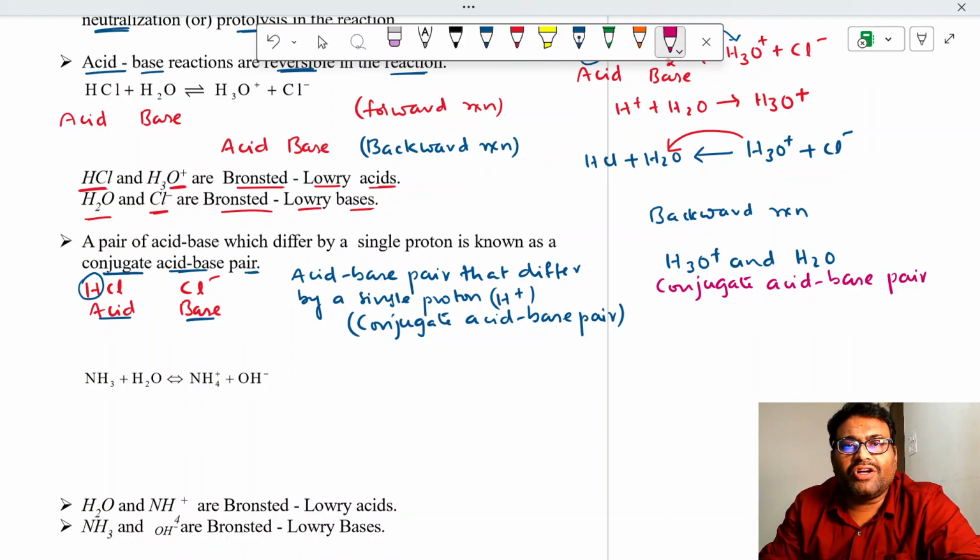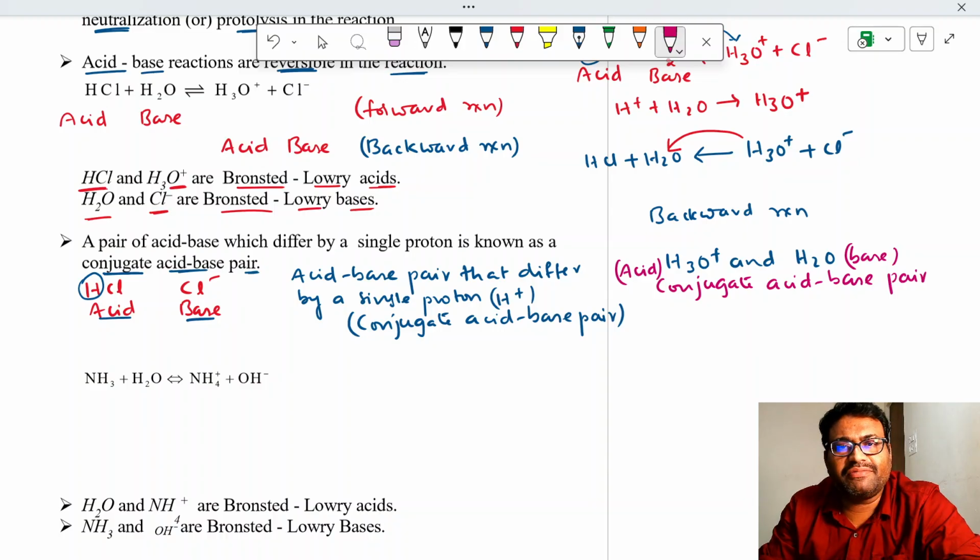Why? Because one is acid. Who is acid here? H3O plus is acid. Who is base here? H2O is base. Now this acid base pair are differing by a proton. What is the difference between these two? One H plus. What's the difference between H3O plus and H2O? One H plus. So as they are differing by one proton, they are called as what? Conjugate acid base pair.